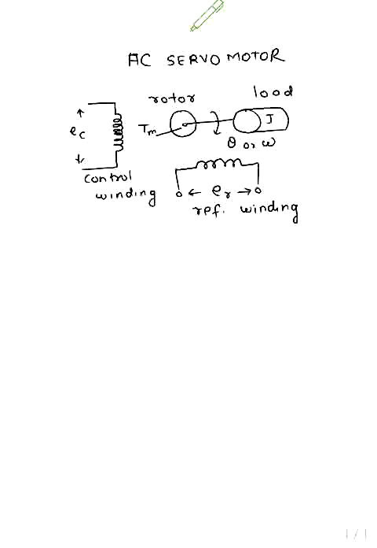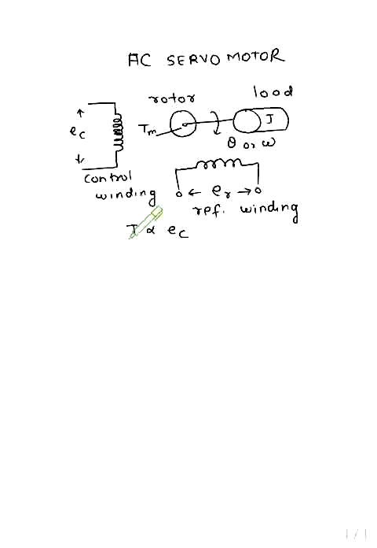So it is similar to a two-phase induction motor. The two windings are placed in quadrature, both 90° apart. One of the windings is excited by a constant voltage, which is called the reference winding. The torque developed by the rotor is proportional to the control winding voltage. So torque is proportional to EC.